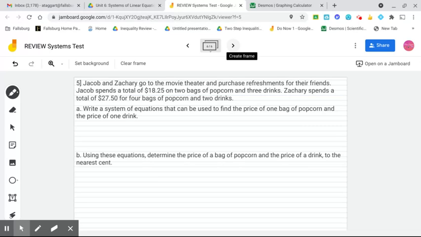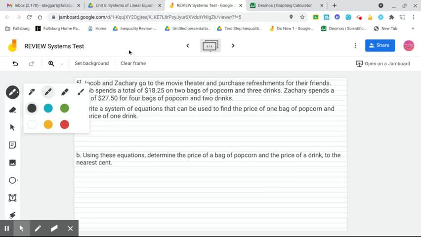Write a system of equations that can be used to find the price of 1 bag of popcorn and the price of 1 drink. And then we're going to use these equations to solve to see how much a bag of popcorn costs and how much a drink costs.